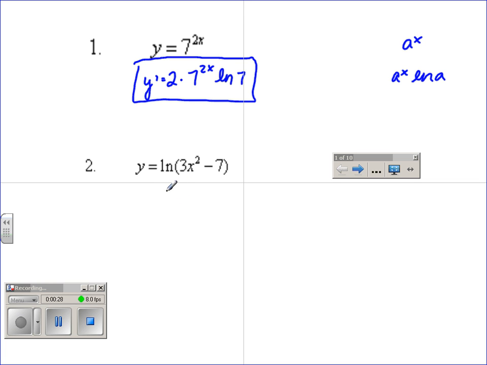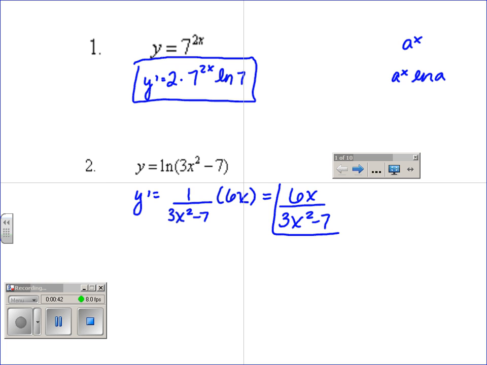The derivative of natural log is 1 over the argument, so 3x squared minus 7, and times the derivative of the argument, which in this case is 6x. So it's 6x over 3x squared minus 7.